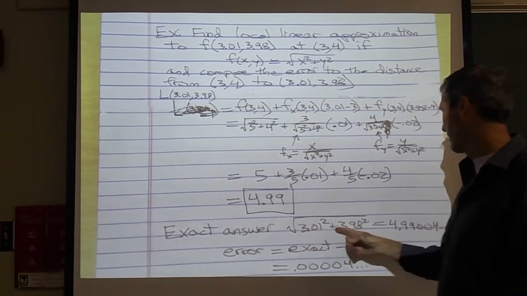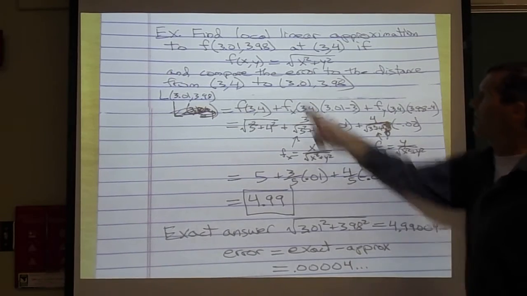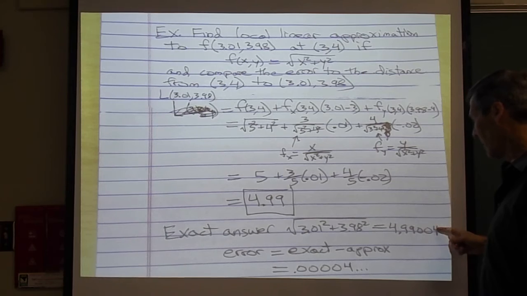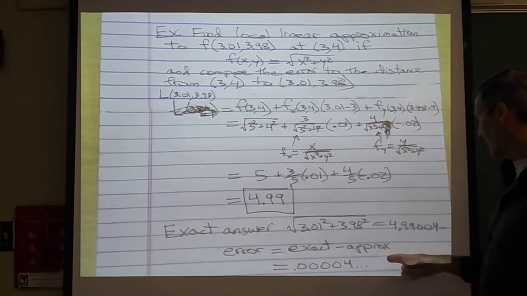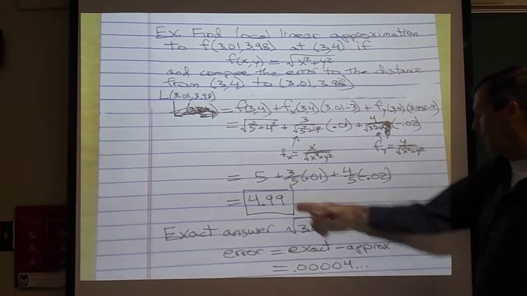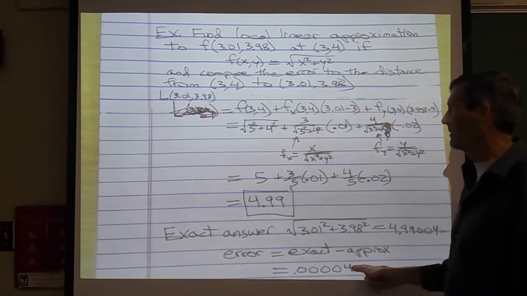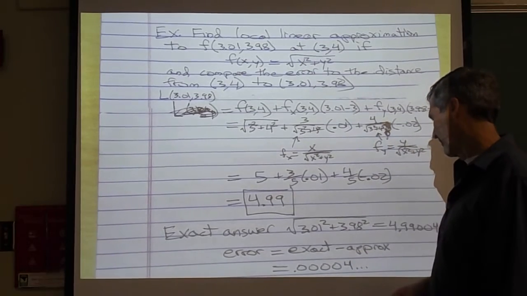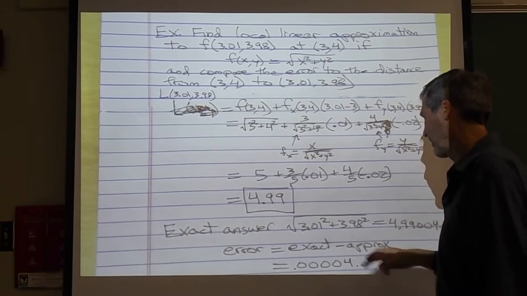Let's try it. On the calculator, you can calculate square root 3.01 squared plus 3.98 squared. The exact value of this function is 4.99004. The error, we'd say, is the exact minus the approximate. We subtract the two, and this one minus 4.99 gives us 0.00004. Certainly, that's a good approximation that we made with the local linear approximation to the exact value of the function.